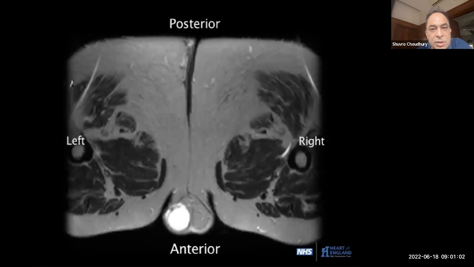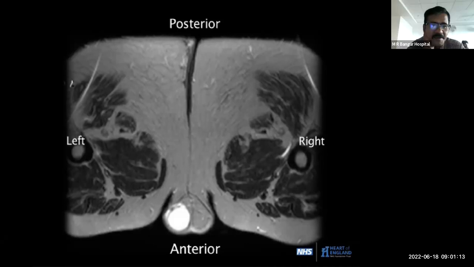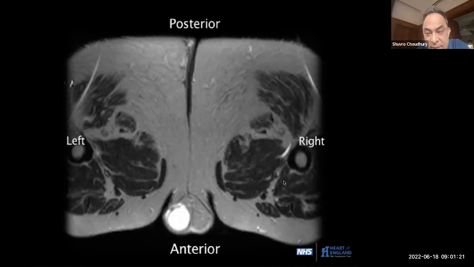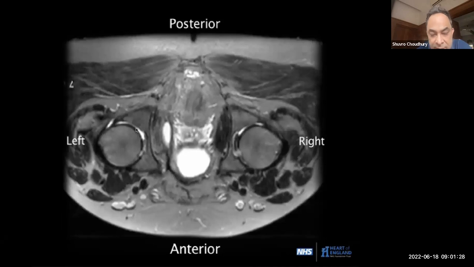Okay. So, this is not conventionally how I would put the picture, but what he has done is, let's assume this patient is prone. So this is the backside. This is the scrotal area. So this is anterior. Because the patient is prone, this is right, this is left, okay?